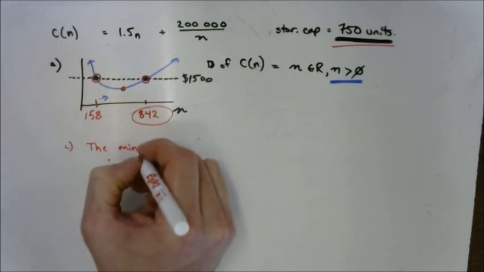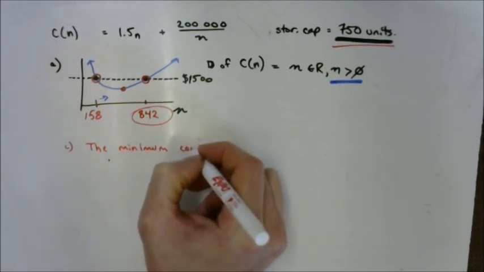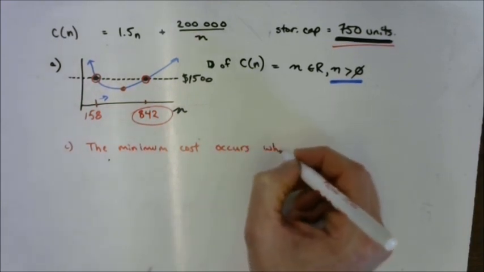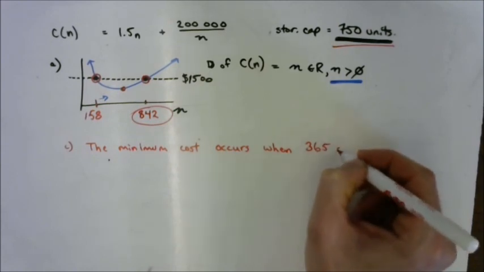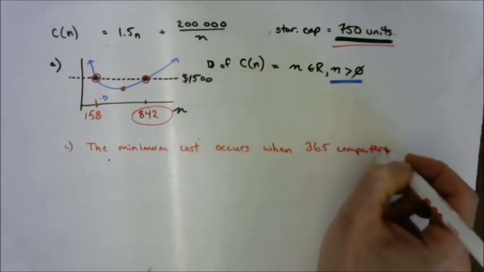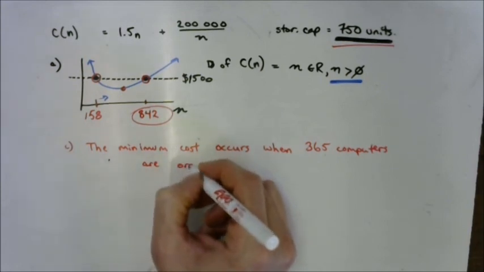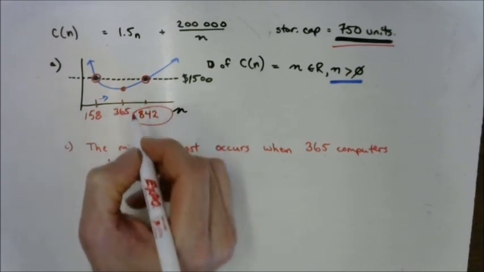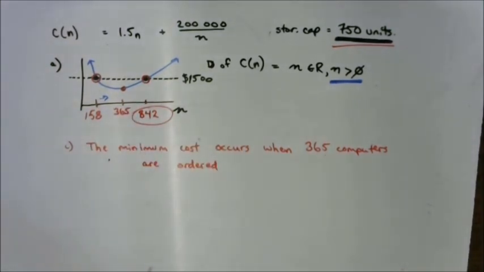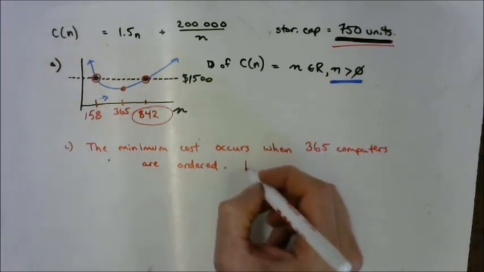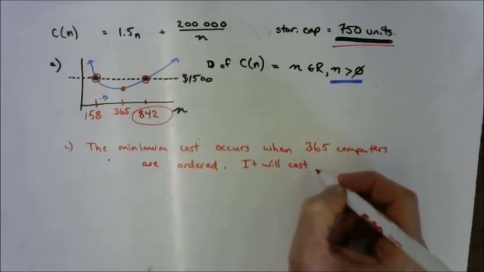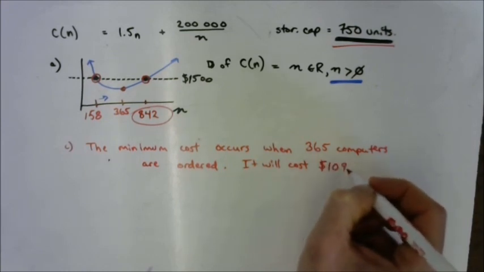The minimum cost occurs when 365 computers are ordered, and the corresponding cost for this size of order, this is just the y coordinate of that point, is $1,095.